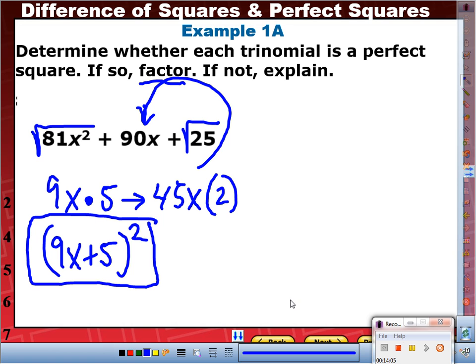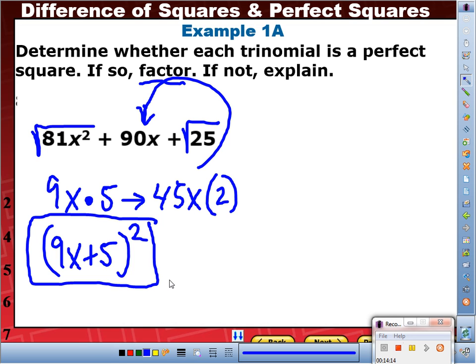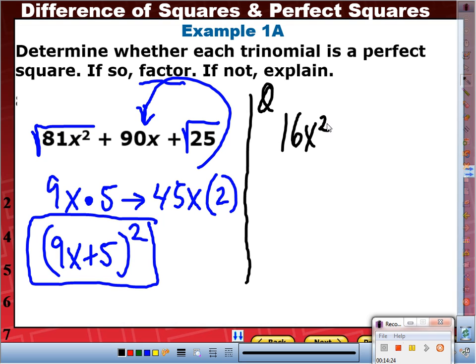Copy that, please. Okay, let's do another one, just to clarify. Here it goes. Copy this one. Example Q. 16x squared plus 16x plus 4.